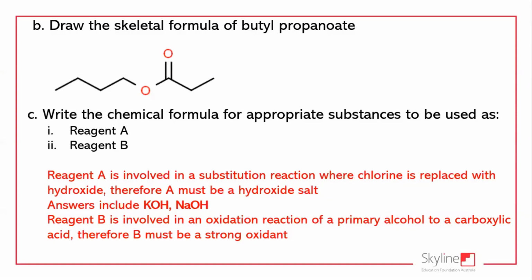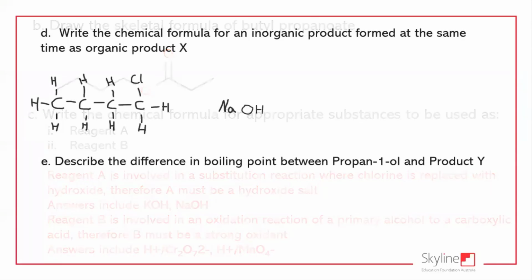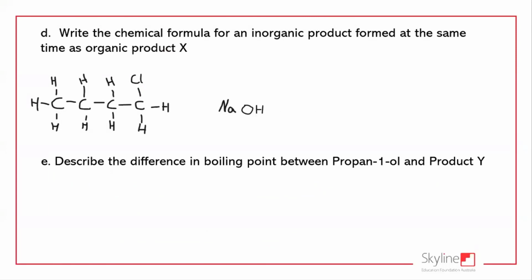Region B is involved in oxidation reaction of a primary alcohol to a carboxylic acid. Therefore, B must be a strong oxidant. You could have said acidified dichromate or acidified permanganate. Okay. Write the chemical formula for an inorganic compound formed at the same time as organic product X.